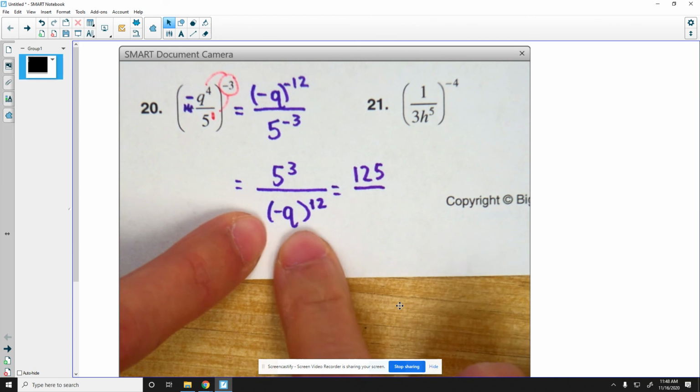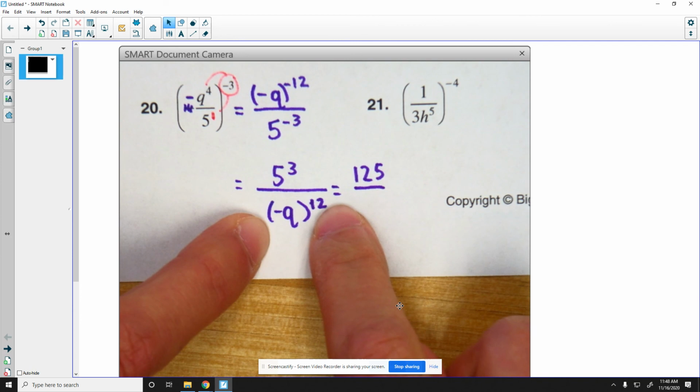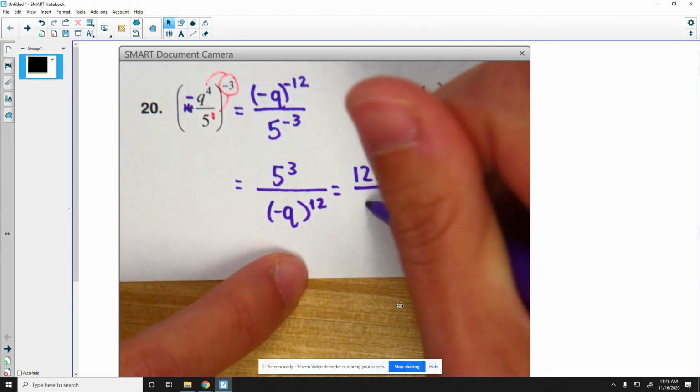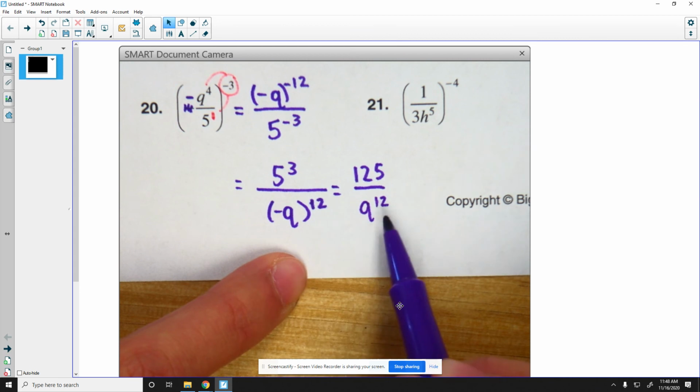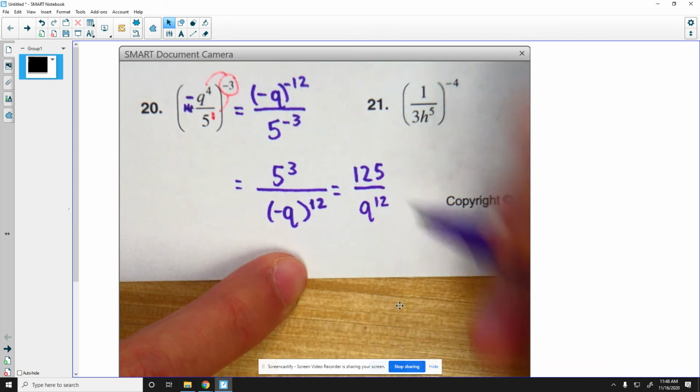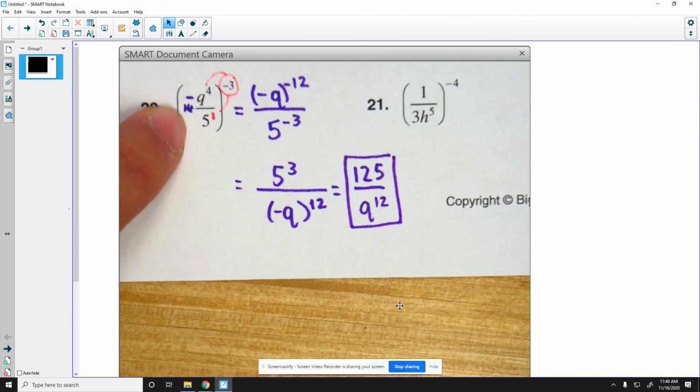Now this one, you kind of just have to think about it. If I have negative q and I multiply it by itself 12 times, would it be a positive or a negative? Positive, right? Remember how we said an even number as an exponent will always give you a positive. An odd number as an exponent would end up giving you a negative. So it's just q to the 12. So that would be my answer. And notice how there's really no way that I can type this in my calculator to figure that out. I have to just do it and see what that equals. Okay.